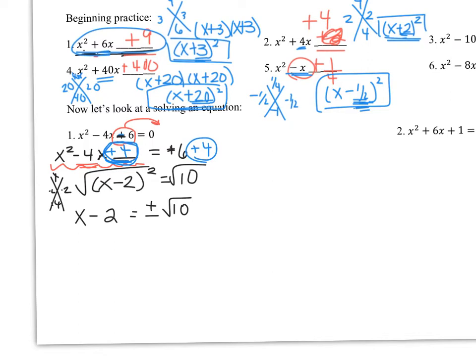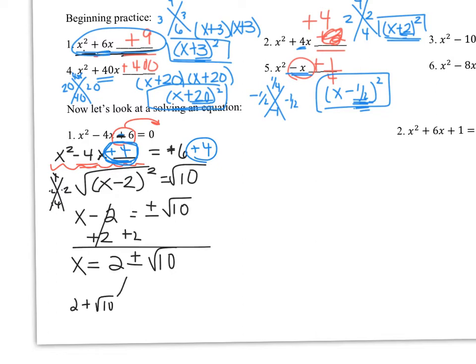So now I'm going to solve for x by adding 2 to both sides. So I have x equals 2 plus or minus the square root of 10. So I can do 2 plus the square root of 10, which, if I just write all my work down, means x is 5.2. Or I can do 2 minus the square root of 10, which is negative 1.2.